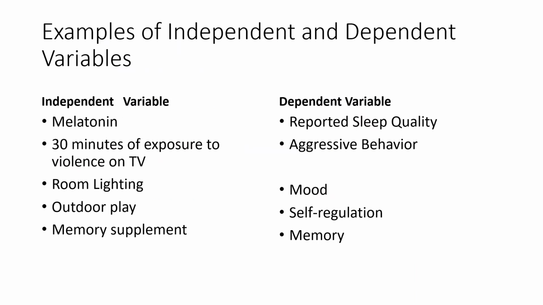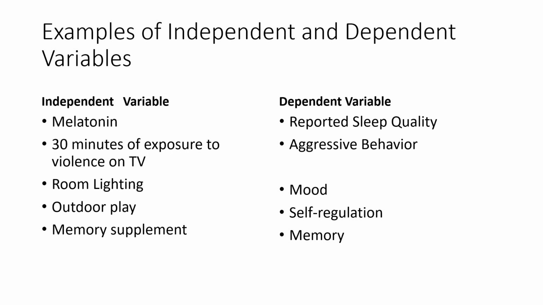So let's look at some examples of independent and dependent variables. I think when you take your test, I may ask you, I think it's going to be important for you to know what these mean, what these are, and I'm going to ask you to be able to apply these concepts. So I might give you a sample of a study, and then you need to identify the independent and dependent variables. So here we have melatonin and reported sleep quality.